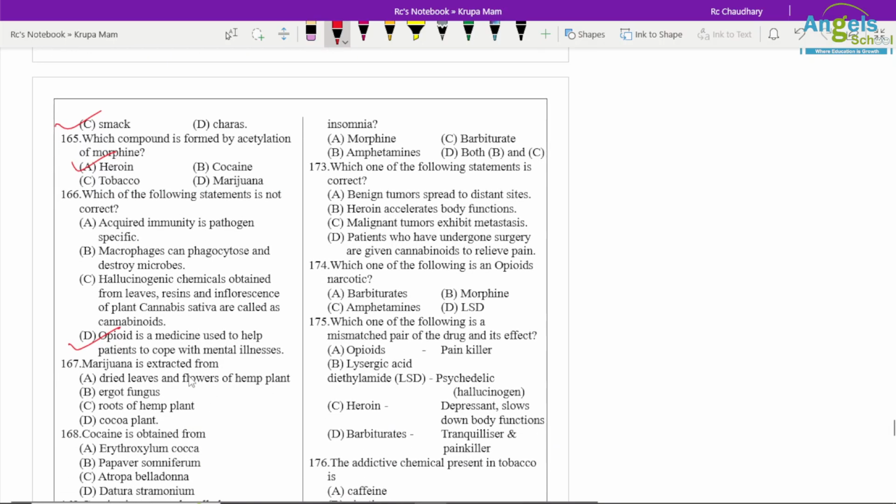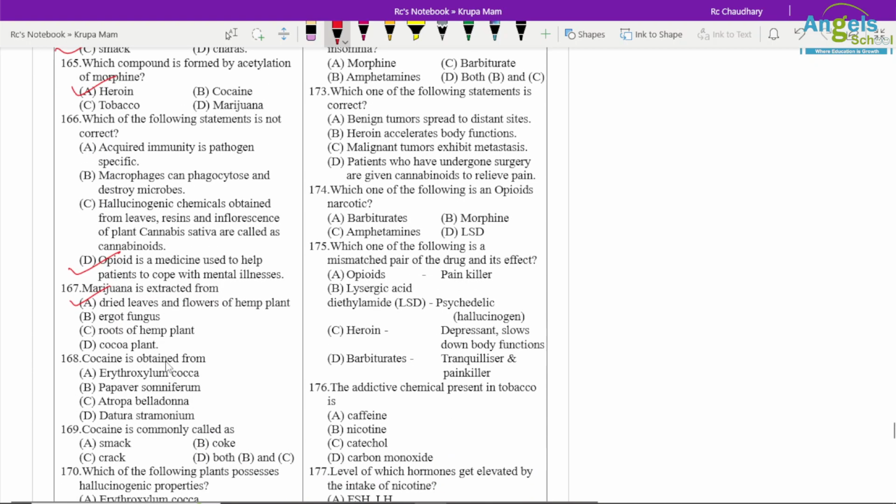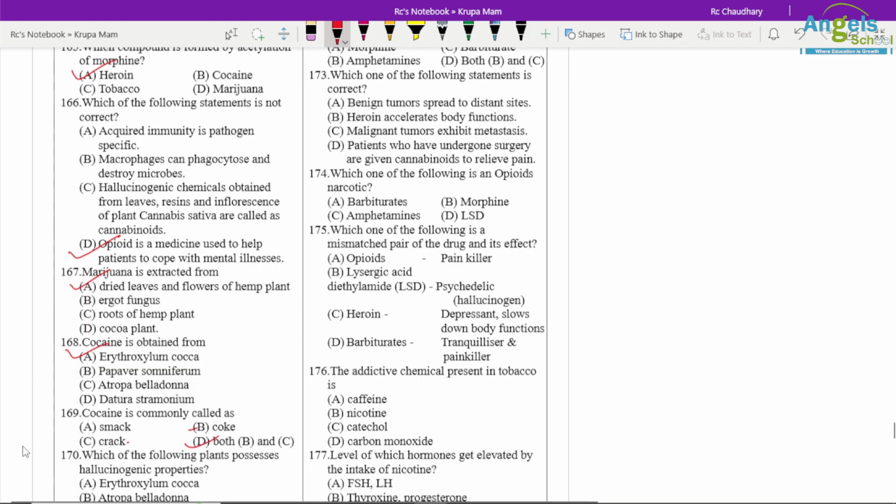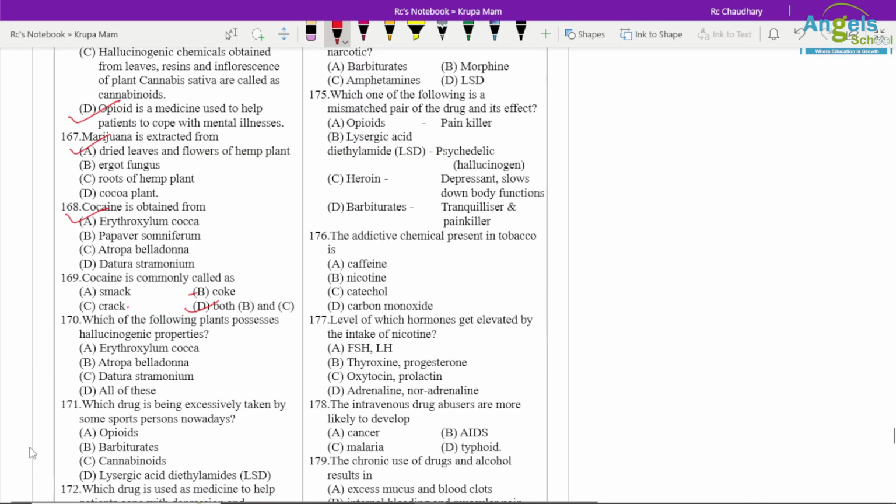Marijuana is extracted from the dry leaves of the hemp plant. Cocaine is obtained from Erythroxylum coca only. Cocaine is commonly called coke and crack. So option D is correct. Which of the following plants possess hallucinogenic properties? Erythroxylum coca, Atropa belladonna, and Datura. All of these are correct.